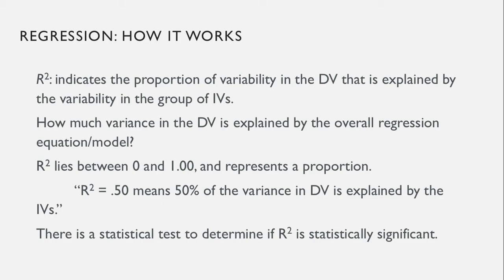So it is how much variance in the dependent variable is explained by the overall regression model. R squared lies between 0 and 1 and represents a proportion. An R-square of 0.5 means 50% of the variance in the dependent variable is explained by the independent variables. There is no statistical test to determine if R-square is statistically significant.